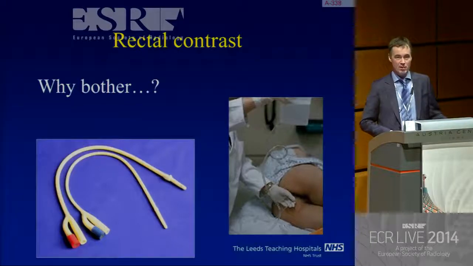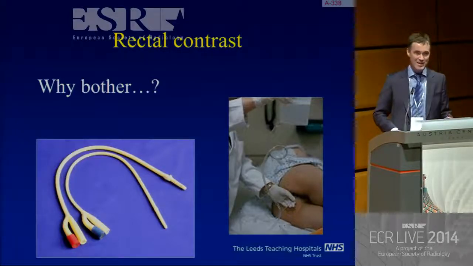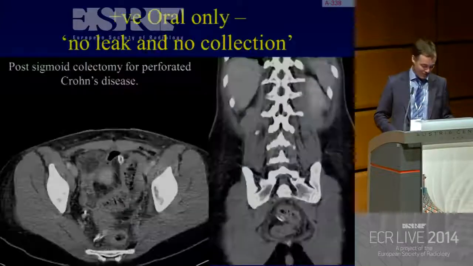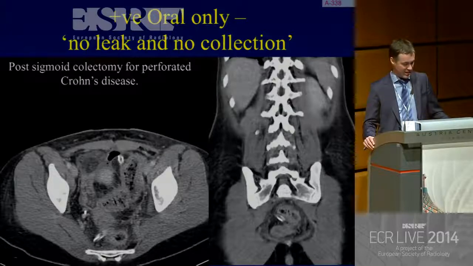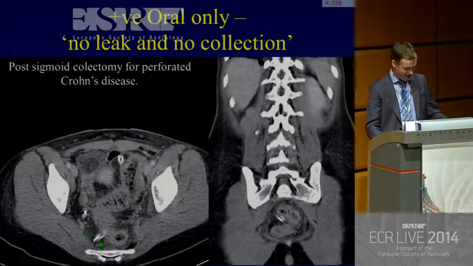So why do we bother giving rectal contrast? A lot of cross-sectional radiologists do not want to approach the rectum. That's one of the reasons why they gave up contrast studies. But in this situation, it's really important. So here's a case, patient with Crohn's disease who had a sigmoid colectomy. And looking at the CT scan, I can't really see very much going on. We can see a surgical drain down in the pelvis.